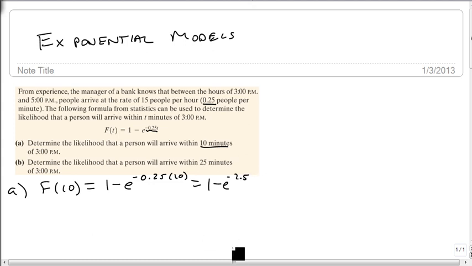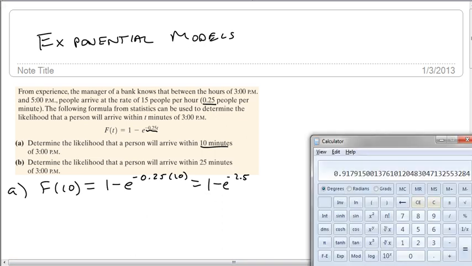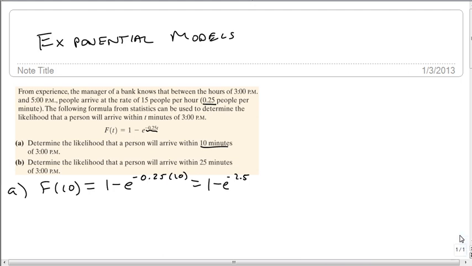But we want to know what that is in decimal, so we're just going to grab our calculator and type this into our calculator. So we're going to do 1 minus 2.5 negative, and I'm going to hit the inverse button and e to the x, and hit equals. And I'm going to get 0.9179, rounded to 4 decimal places, 0.9179, or a 91.79% chance that someone will arrive in the first 10 minutes that we're open from 3 o'clock.